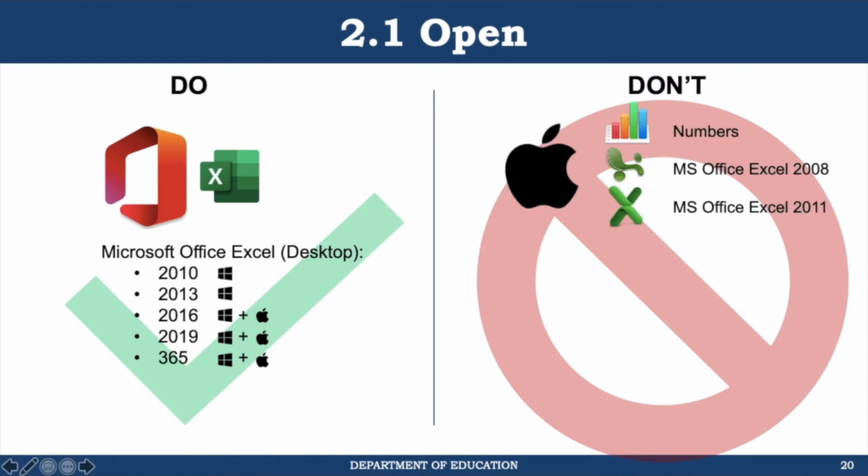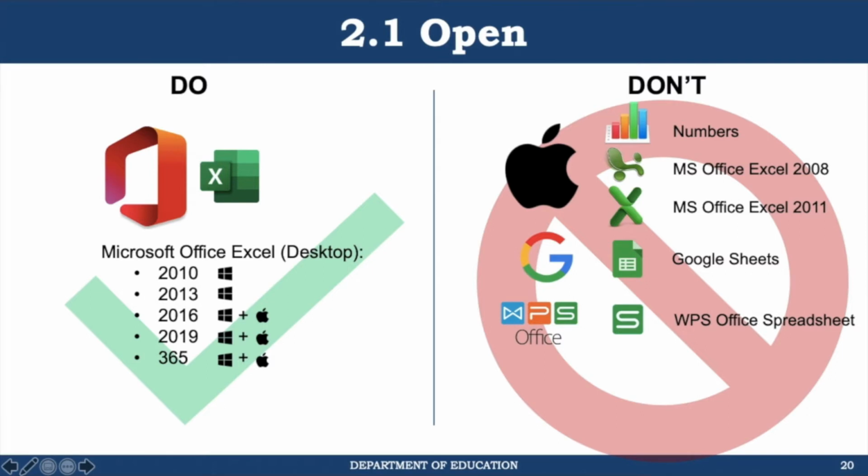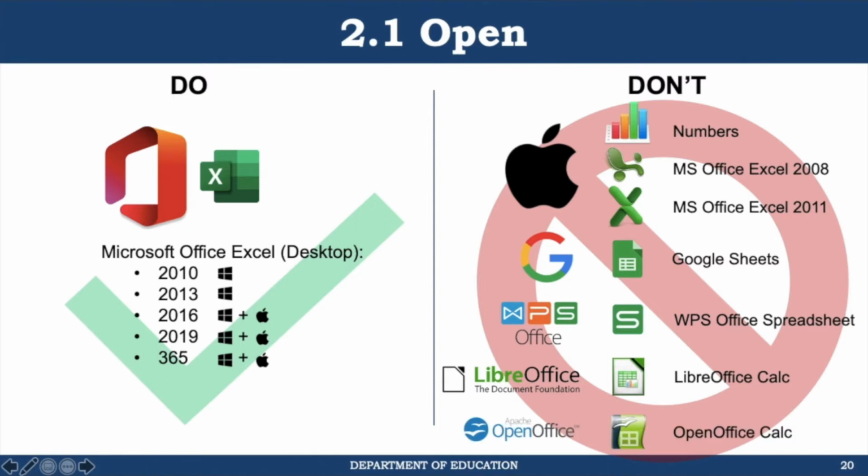You also cannot use these programs. If you're on a Mac, do not open with Numbers or older Office for Mac apps, versions 2004, 2008, or 2011. Furthermore, you should not use Google Sheets or any other Microsoft Office alternatives such as WPS Office, LibreOffice, or OpenOffice. Note that if you open the IPCRF tool with any of the apps in the Don't column, in other words, not Excel, the tool is forever broken and you need to download a new copy.